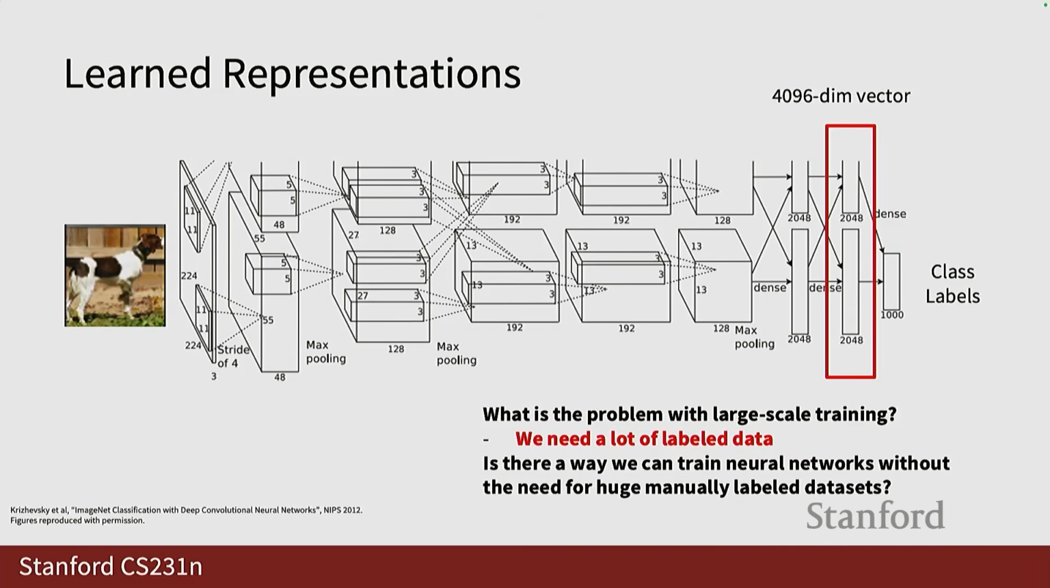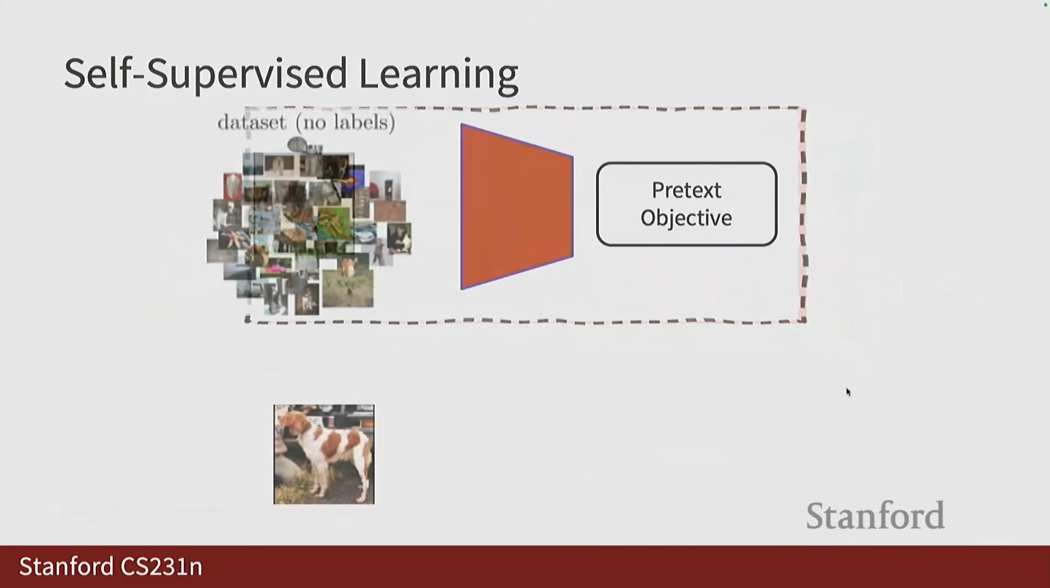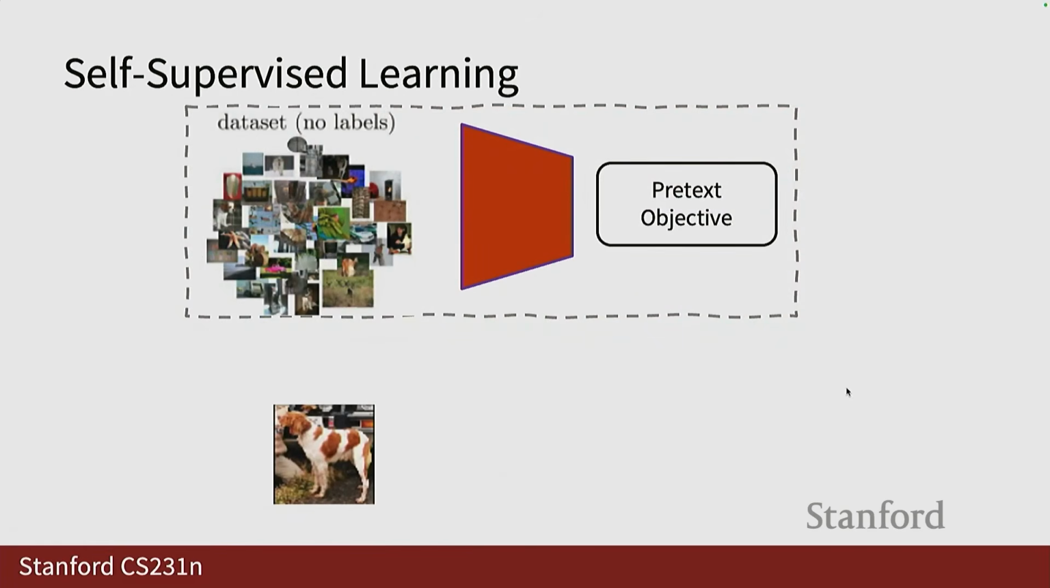So the question is: is there a way we can train neural networks without the need for huge manually labeled data sets? These manual labels are the challenge, and we want to see if we can bypass them in a way to train a neural network that gets us very good features. And with that, the topic of self-supervised learning comes to light, and that's what we are going to cover today.